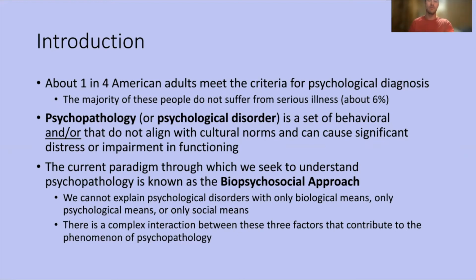About 1 in 4 American adults meet the criteria for a psychological diagnosis, but the majority of these are usually just depressive and anxiety disorders. They're not severe disorders that would warrant hospitalization or would even warrant them to get arrested. It's more along the lines of about 6% of Americans that suffer from really serious illnesses that require immediate attention. But they are very widespread.